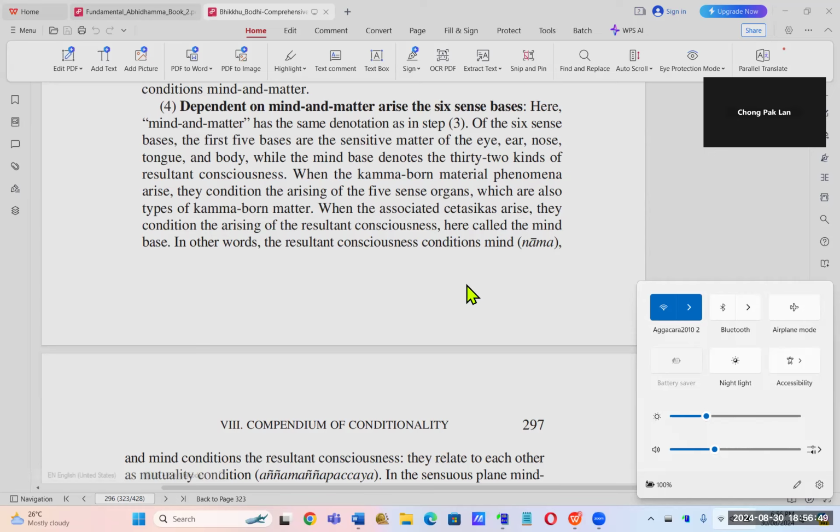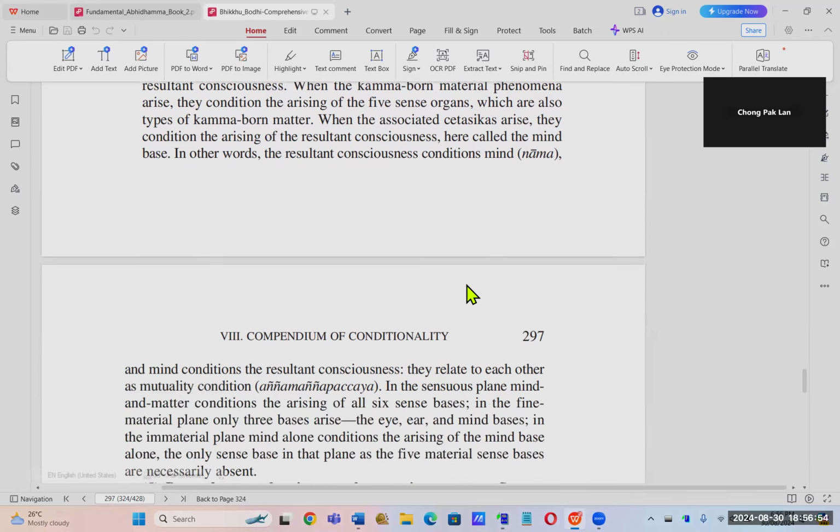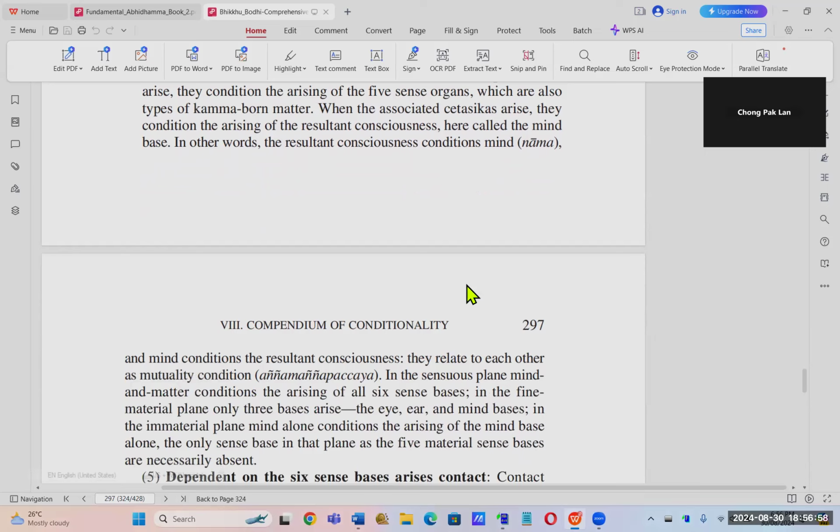In other words, the resultant consciousness conditions mind, nama, and mind conditions the resultant consciousness. They relate to each other as mutuality condition, anyamanya paccaya. In the sensuous plane, mind and matter condition the arising of all six sense bases. In the fine material plane, only three bases arise: the eye, ear, and mind bases. In the immaterial plane, mind alone conditions the arising of the mind base alone, the only sense base in that plane, as the five material sense bases are necessarily absent.